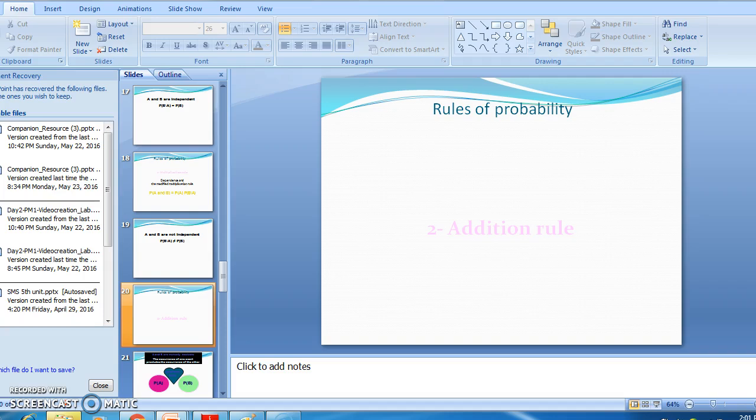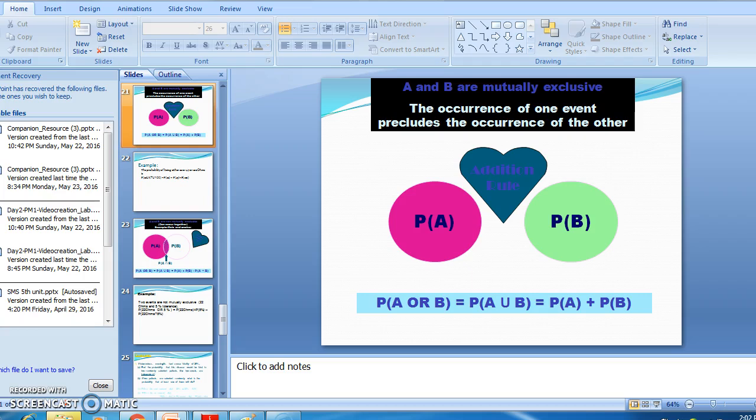Next is the additive rule. We say two events A and B are mutually exclusive if the occurrence of one event precludes the occurrence of the other event. That is, the occurrence of one event stops the occurrence of the other event. P of A or B, which is P of A union B, is equal to P of A plus P of B.